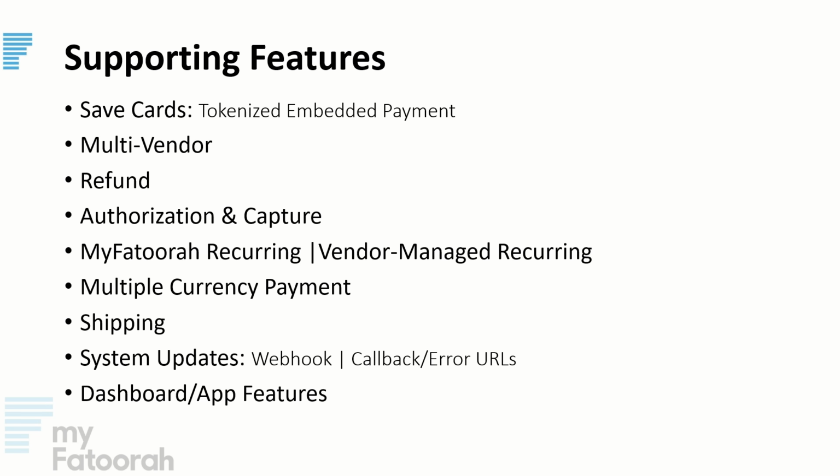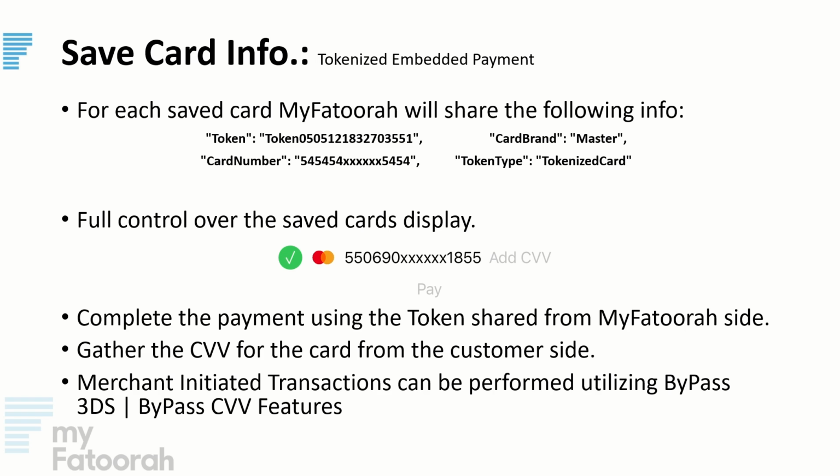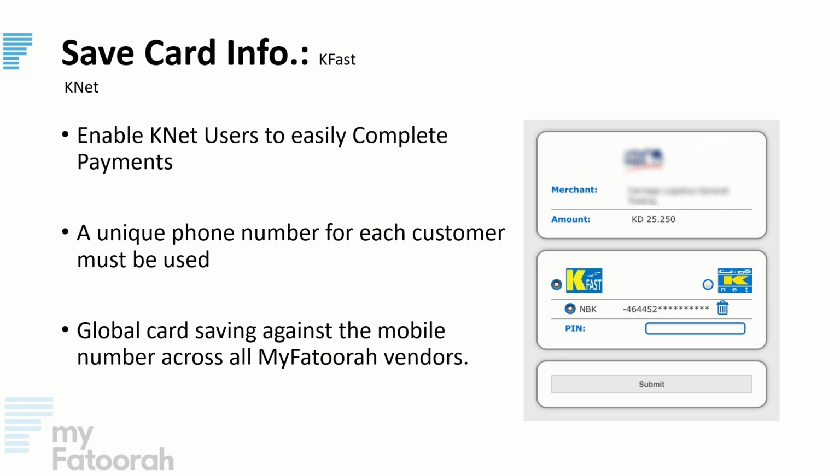So let's begin. With MyFatoorah, you are able to save the cards of the customers. MyFatoorah is the one handling the saving and the displaying of the cards. In the embedded payment flow, you can also use the tokenization, where you will save the customer's card information, but the display of the masked card number will be totally done from your side. You will also collect the CVV from your customers to complete the payment. MyFatoorah uses KFast to save the Connect cards for the customers with their mobile numbers across all MyFatoorah vendors.